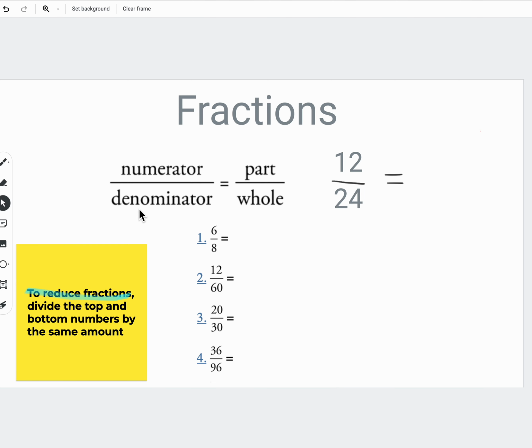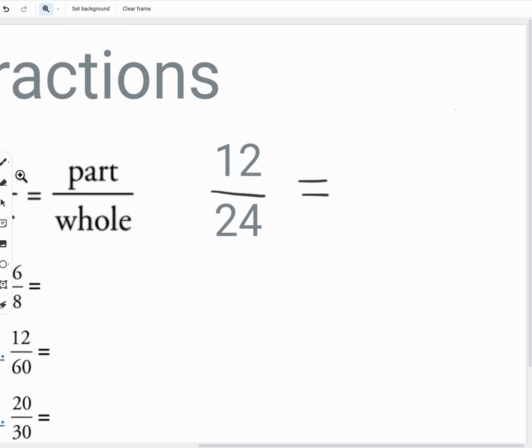Now let's look at reducing fractions. To reduce fractions, we simply divide the top and bottom numbers by the same amount. For example, with 12/24, we can divide 12 divided by 4, 24 divided by 4. 12 divided by 4 is 3. 24 divided by 4 is 6.